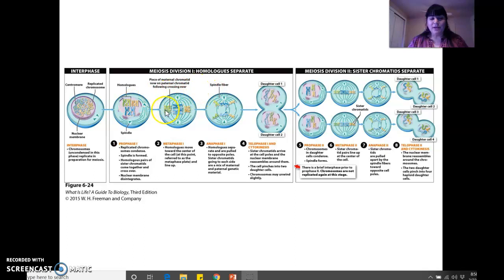Then metaphase 1, the chromosomes line up, but it's the homologous chromosomes that line up. Anaphase 1, it's the homologous chromosomes that get separated. Then telophase. Then no DNA replication between meiosis 1 and meiosis 2. And now in meiosis 2, it's just like mitosis, but it's happening in 2 cells.